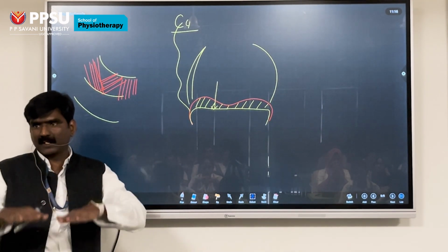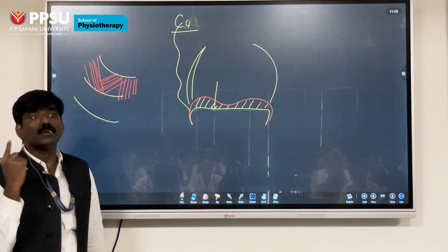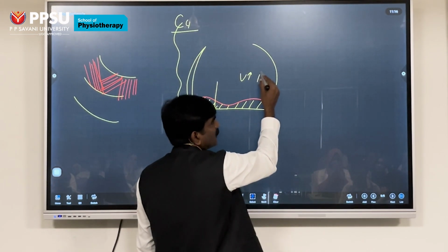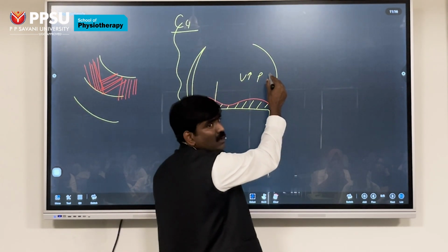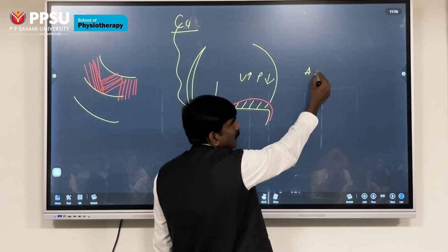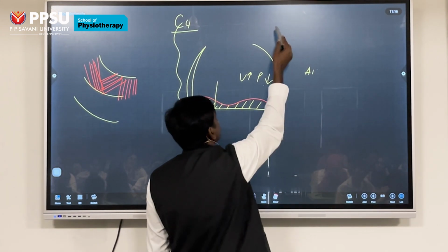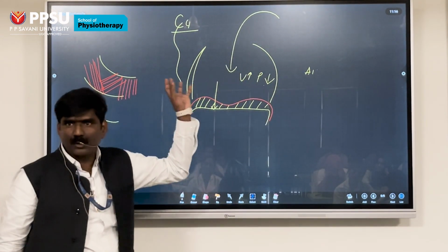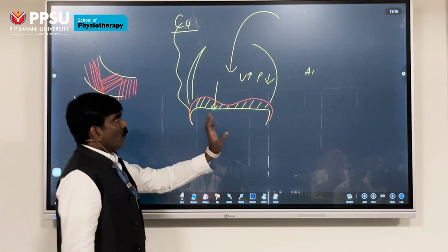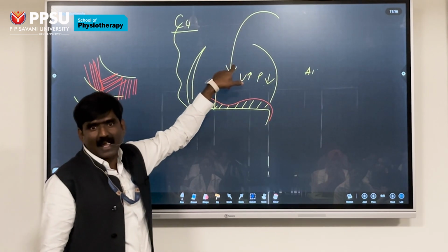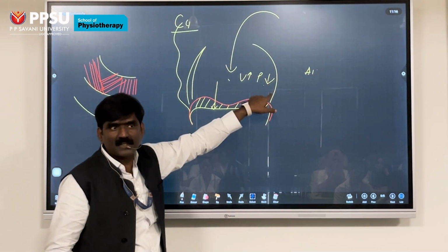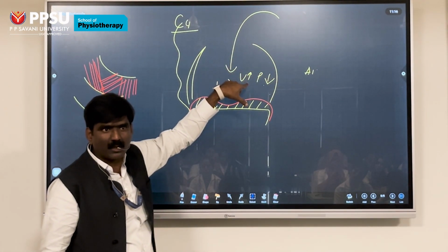When the diaphragm is contracting, the volume inside the thorax increases. When volume is increased, what will happen? By Boyle's law, pressure will decrease compared to atmospheric pressure. When pressure is decreasing, air will enter into the chest. This is what normally happens, right? So for the entry of air, what is required? Volume should increase and pressure should decrease. Then only will the air enter into the chest.